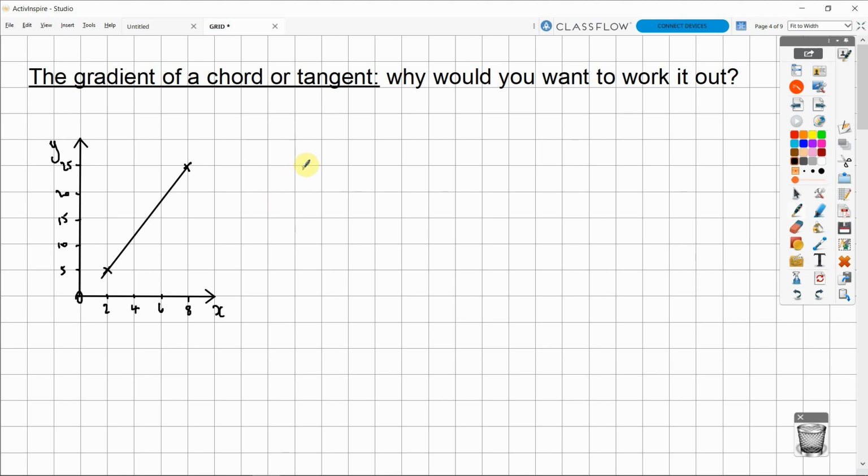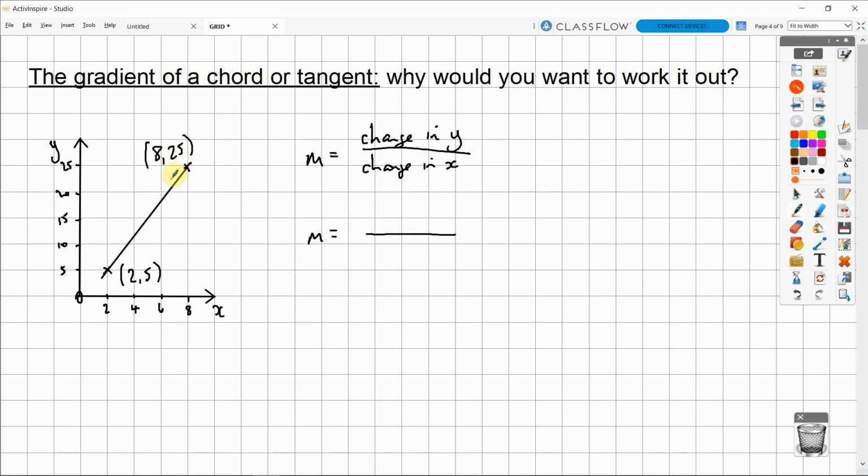So let's remind ourselves that the gradient of any straight line is the change in the y values divided by the change in the x values. And we're going to work out the gradient of this line segment here. We have a point at (2, 5). We have a point at (8, 25). And the gradient, the change in the y values.